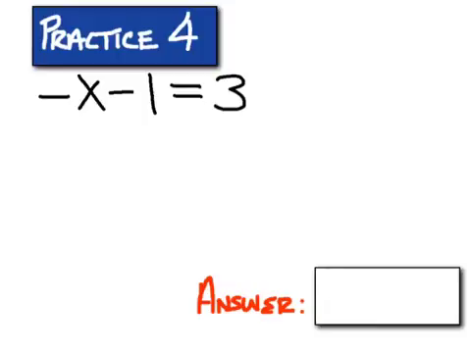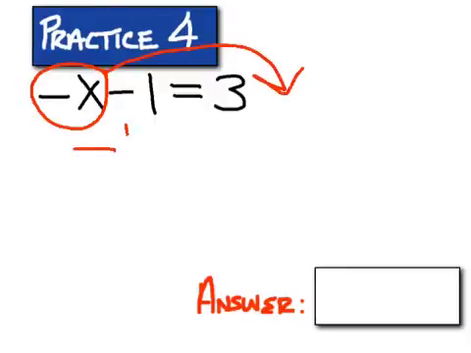Okay, practice problem number 4. For the practice problem, we have negative x minus 1 is equal to 3. So first thing we want to do, take our negative x and move it to the other side. So on the left side we still have negative 1 is equal to 3. Now our x should be positive, so plus x.